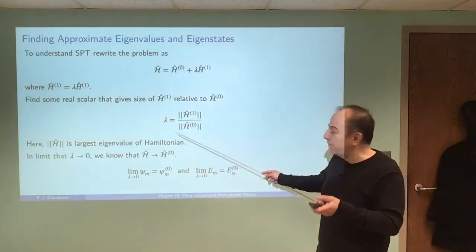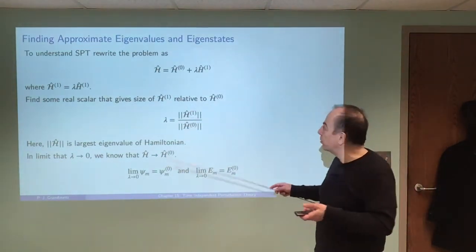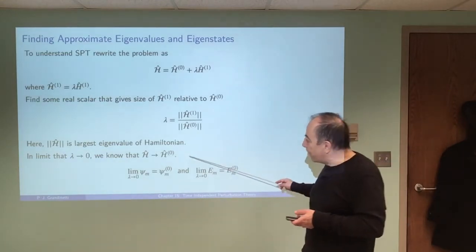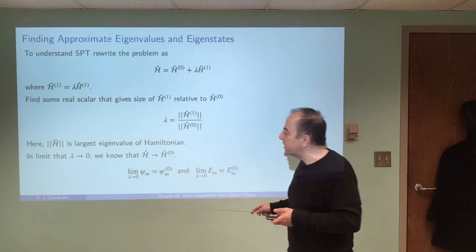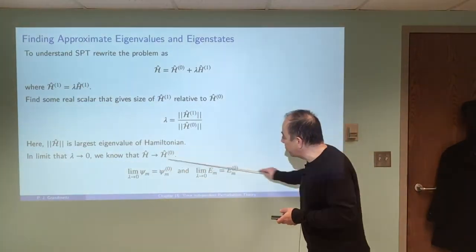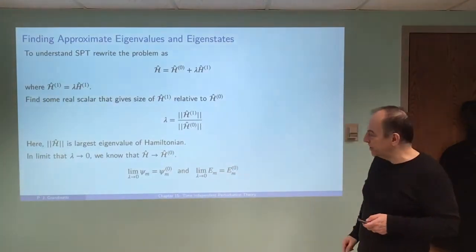Now, of course, for this to work, we need that lambda be small. In other words, if lambda is close to 1 or greater, then we're no longer looking at a situation where this is a small perturbation on H0. But what we want is a solution where lambda deviates away from 0, where when lambda goes to 0, we know that our solution should go to the eigenvalues and eigenstates of H0.